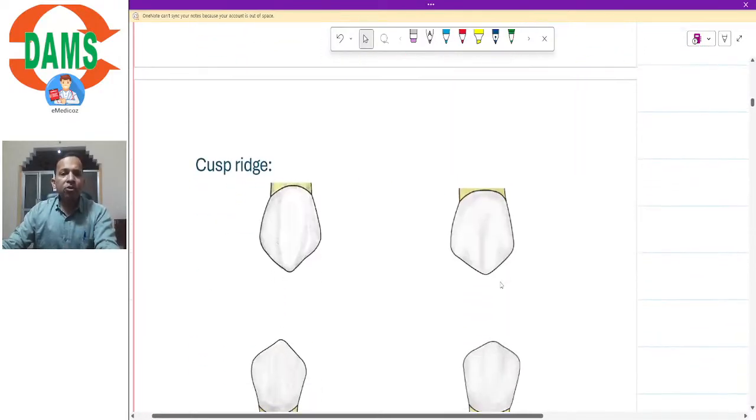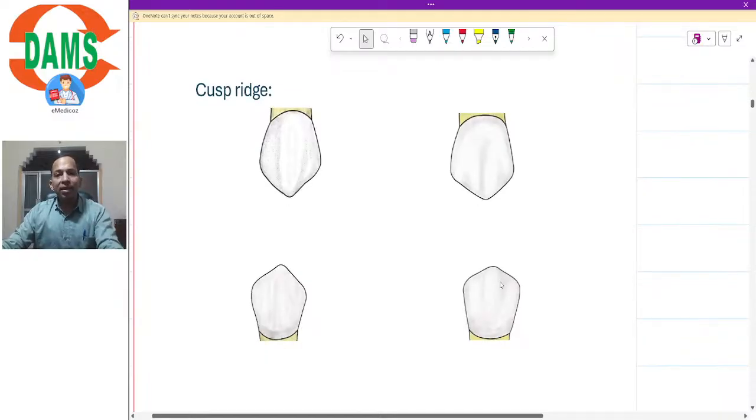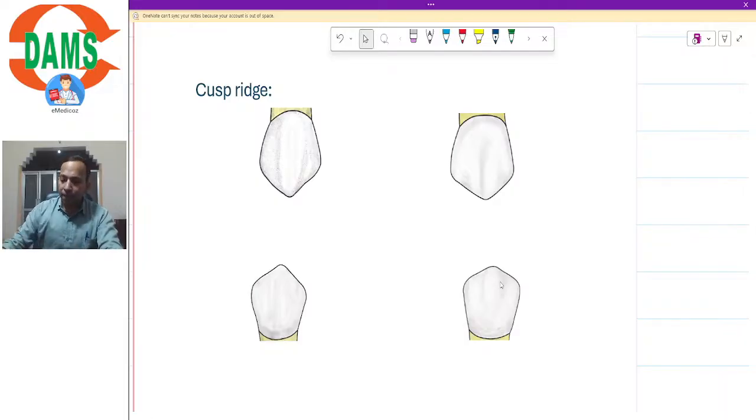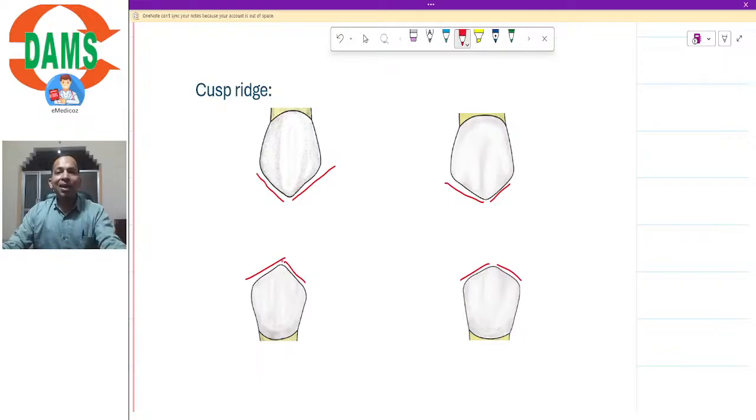Next, let's go to the cusp ridges. As I told you yesterday, cusps are made up of cusp ridges, isn't it? A mesial cusp ridge and a distal cusp ridge. So let's say this is the mesial cusp ridge and this is the distal cusp ridge. Everywhere this is the distal cusp ridge, mesial, distal, mesial, right? So in all the teeth with cusps, you have two cusp ridges, a mesial and a distal cusp ridge. And as we established yesterday, it is the distal cusp ridge which is longer than the mesial cusp ridge, right?